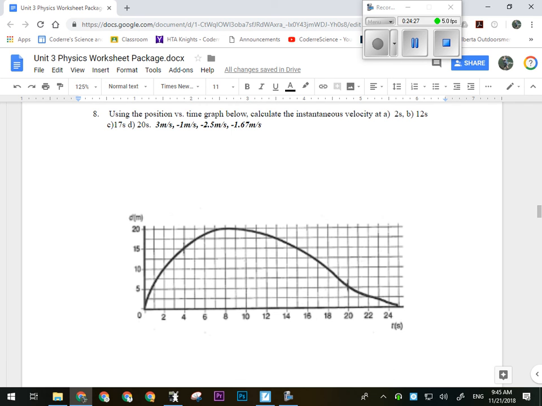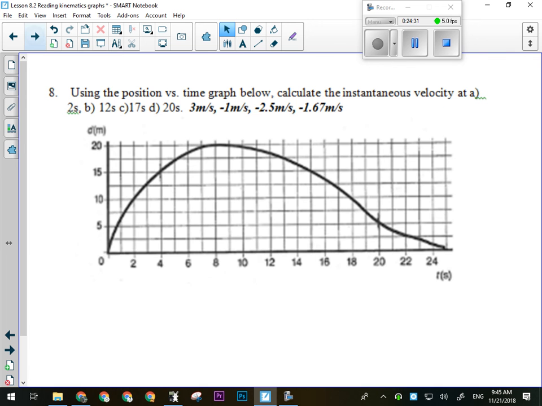Now number 8, this one's tricky because we only briefly talked about this on the one day. If I want to calculate instantaneous velocity, what did I draw on those curves? I drew straight lines that were tangent. I'm never going to ask you to do that because it's impossible for me to mark that on an exam. I just can't mark that. So we won't be doing anything like that.